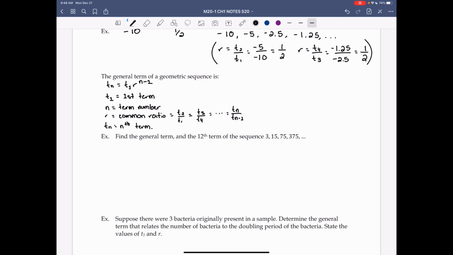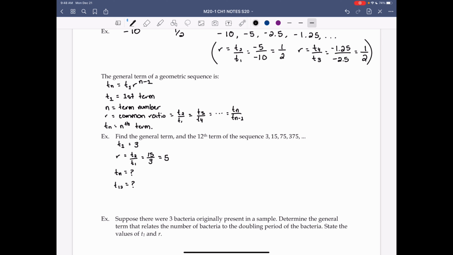Example, find the general term and the 12th term of the sequence 3, 15, 75, 375, etc. Let's start by writing down what we know, just like we would do for an arithmetic sequence. T1 equals 3. R equals, take two consecutive terms, so let's say T2 divided by T1, which is 15 divided by 3, which equals 5. So R is 5. Tn, the general term, is something we want to calculate, and we also want to calculate the 12th term, T12.